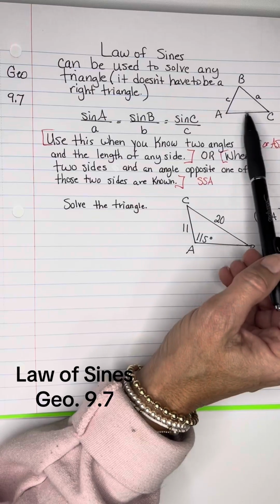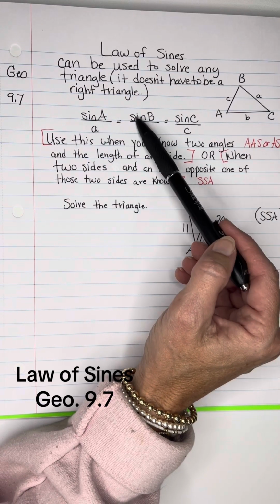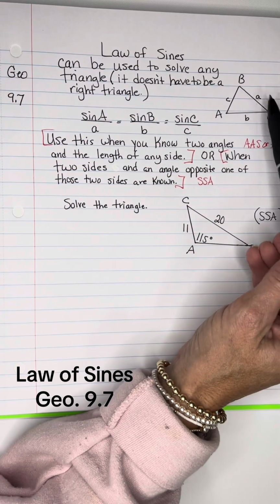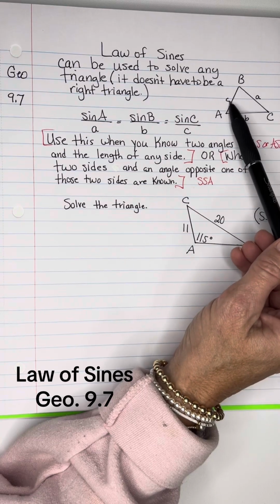And here we've got a picture. What the formula is, is proportions. It says that the sine of A over little a will equal the sine of B over little b, and that will equal the sine of C over little c.